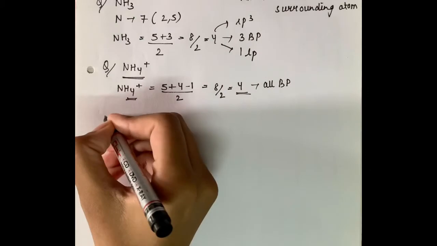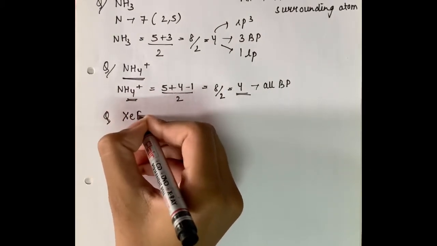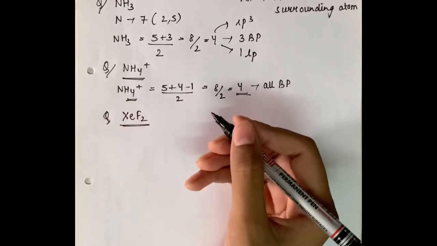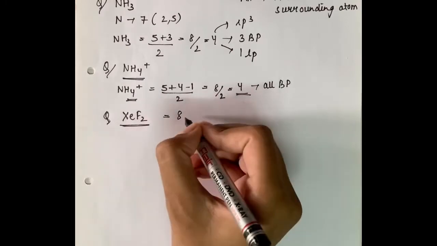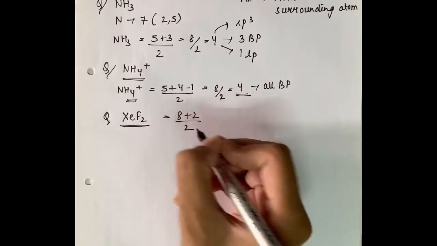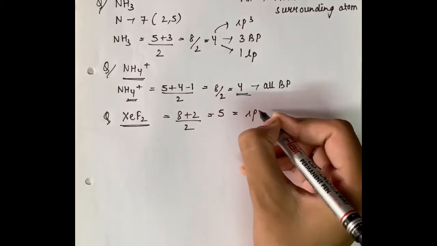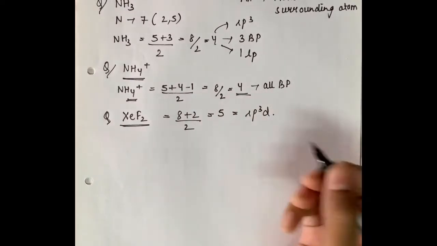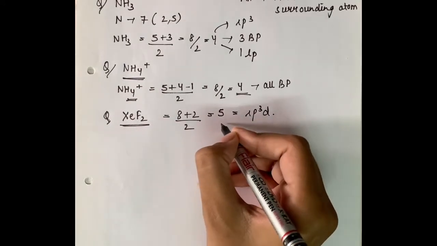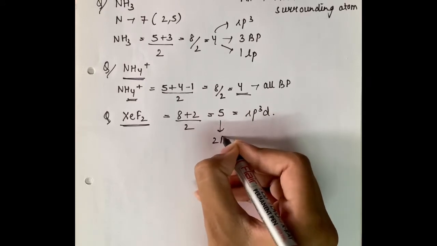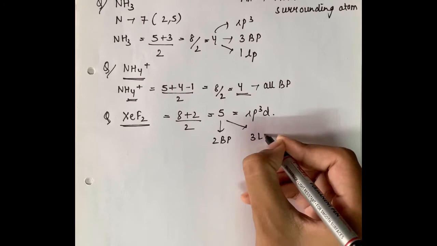Next question is calculating the hybridization of XeF2. Since xenon has 8 valence electrons present in it and the number of monovalent atoms here is 2, the formula is 8 plus 2 by 2, that is 5, giving a hybridization of sp3d. Again, as the answer is 5, but there are just 2 side atoms present with xenon, which means there will be 2 bond pairs and 3 lone pairs present in it.